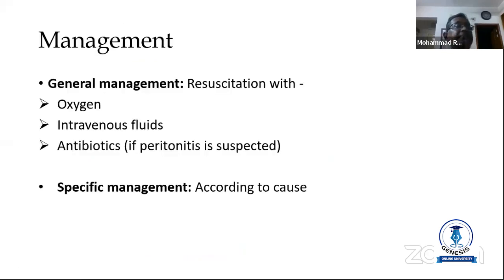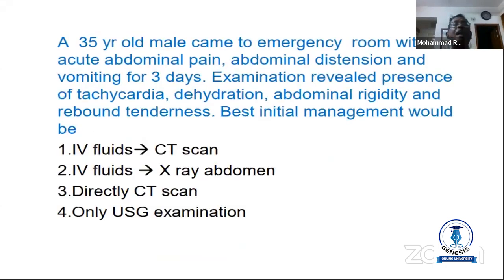So there is acute management. We are not discussing management here in detail. The general management depends on the cause for the patient. General management is oxygen, intravenous fluid, antibiotics in case of need, and specific management according to the cause. So now I'm giving some quiz to you.